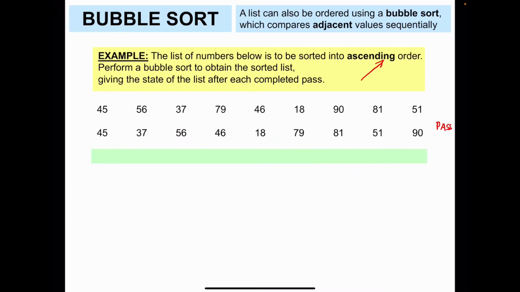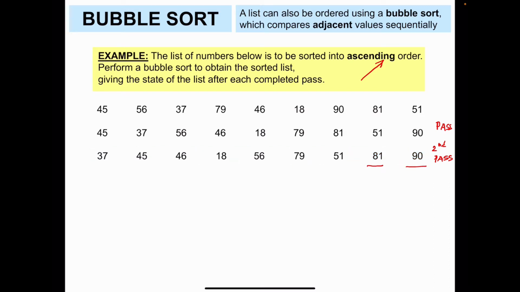So let's look at the next one. 45, 37, switch. 45, 56, keep it. 56, 46, switch. 56 and 18, you have to switch. 56 and 79, that is in order. 79, 81 is in order. 81, 51, switch. And 81, 90. So this one is the second pass, and that means these two numbers are in their correct positions now, okay?